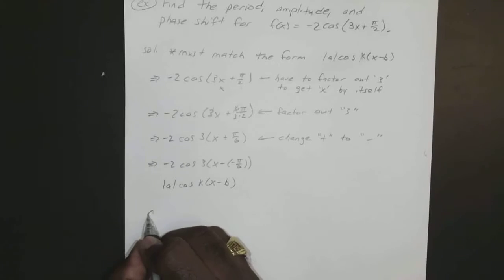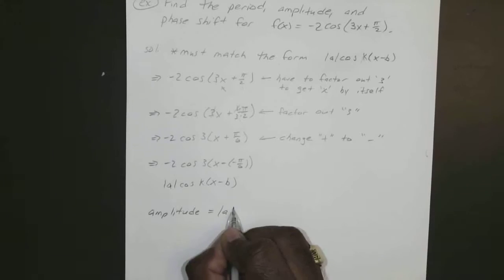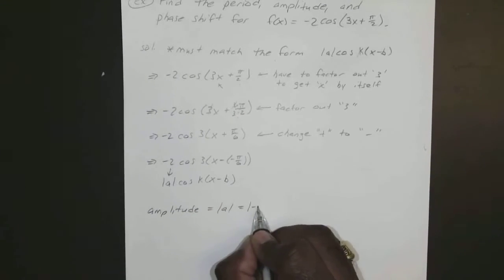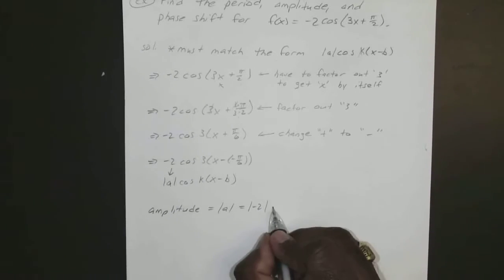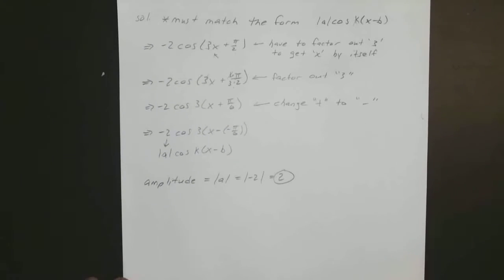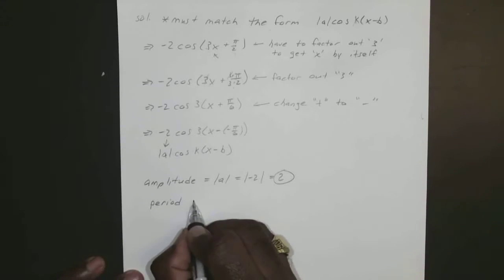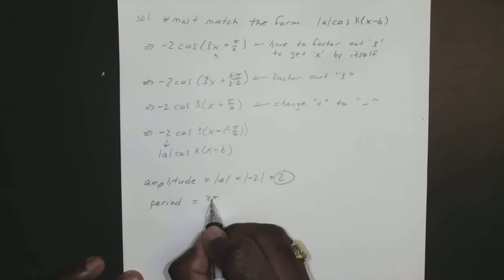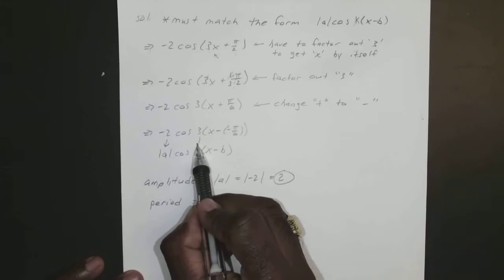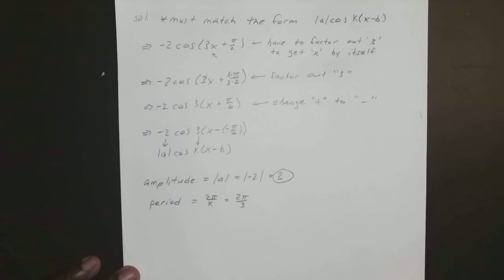Okay, so we know that our amplitude, which is the absolute value of A, remember matching that up, it's now the absolute value of negative 2, which is just 2. Okay, now your period, which is 2 pi over K. Now we know our K is equal to 3. So it's 2 pi over 3.